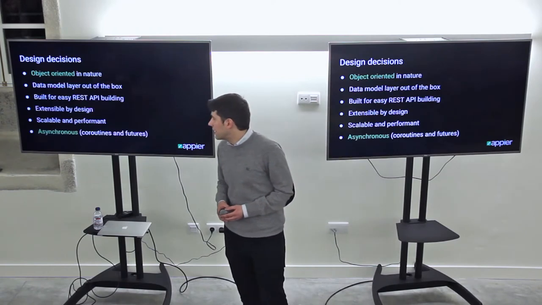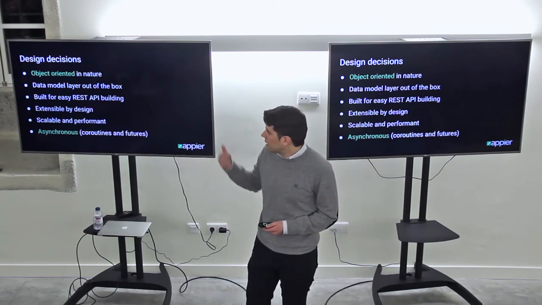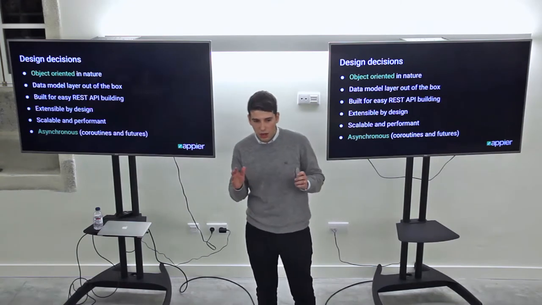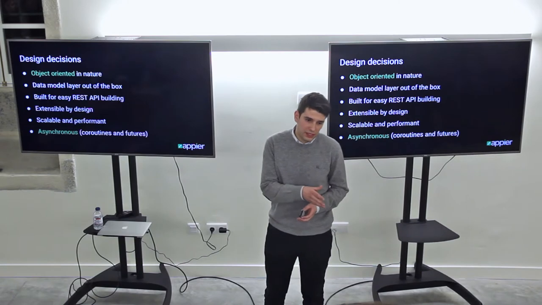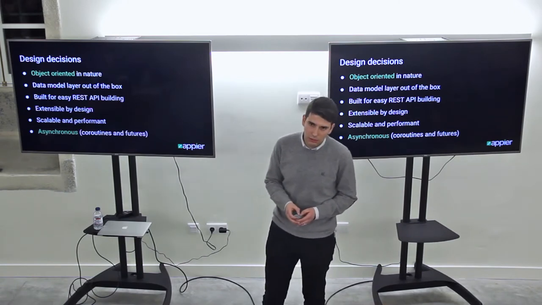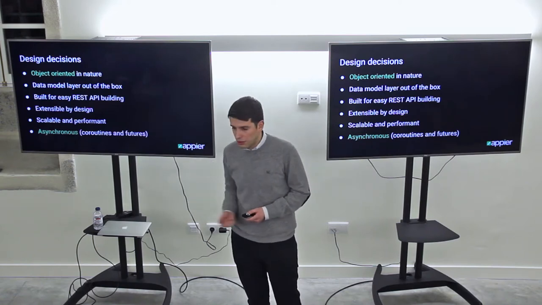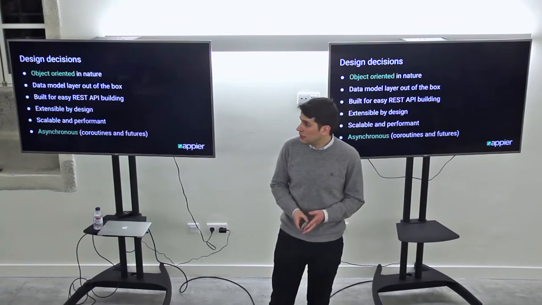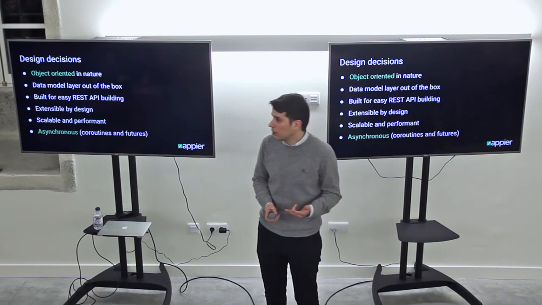Some overall design decisions that we took when building Appier. I think one of the most interesting ones is that we wanted to build something that was object-oriented in nature. This is opposed to the Flask way of thinking about things. For instance, views are just normal modules with global functions. We wanted it to be object-oriented from top to bottom. The main classes in Appier are the app, controller, and model ones.